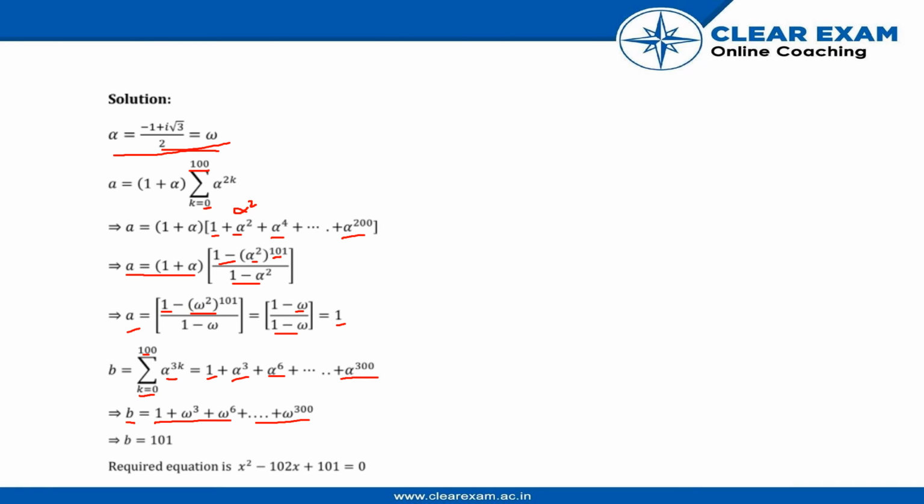So this also forms a GP similarly. Computing this, we get B equals 101, and then we have A equals 1 over here. So the required equation is x square minus 102x plus 101, or we can simply compute the sum of roots and the product of roots. Sum of roots is minus b by a, which is nothing but minus 101.